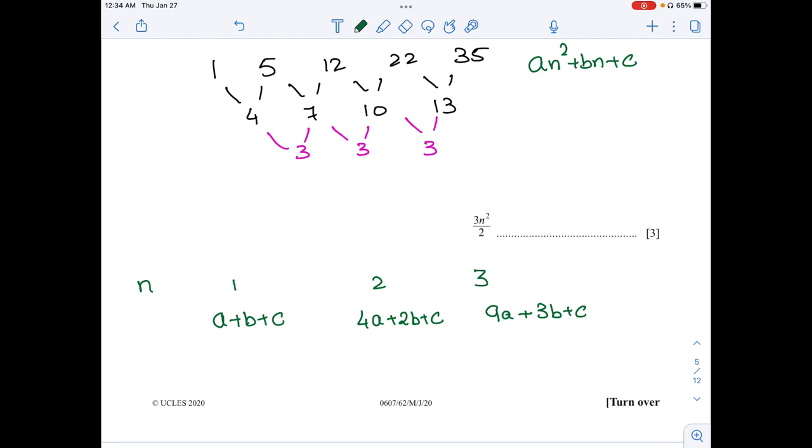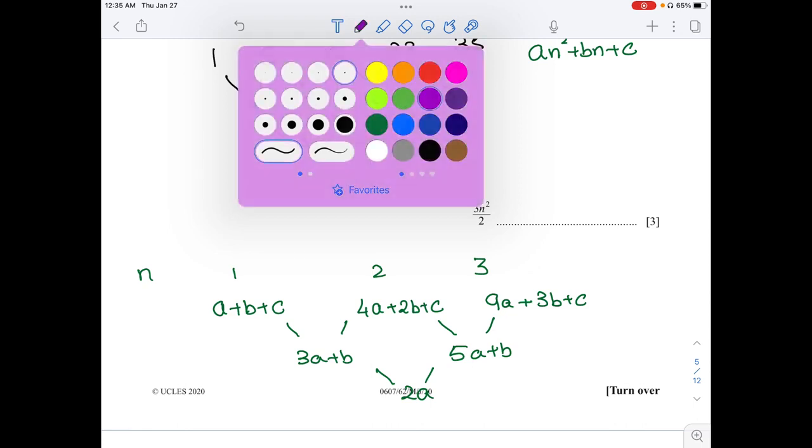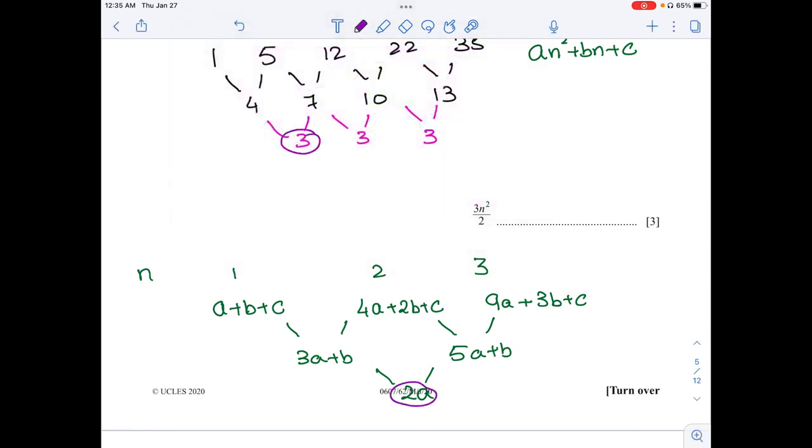Now the second difference is when you find the difference between these two. When I subtract these two, the difference is going to be 3a plus b. And the difference between these two will be nothing but what? 5a plus b. So that's the reason the difference is not the same. Now when I go for the next one, the difference is going to be 2a, which is constant. So we can see that the constant difference is 2a, and over here the constant difference is 3. So 2a is equal to 3.